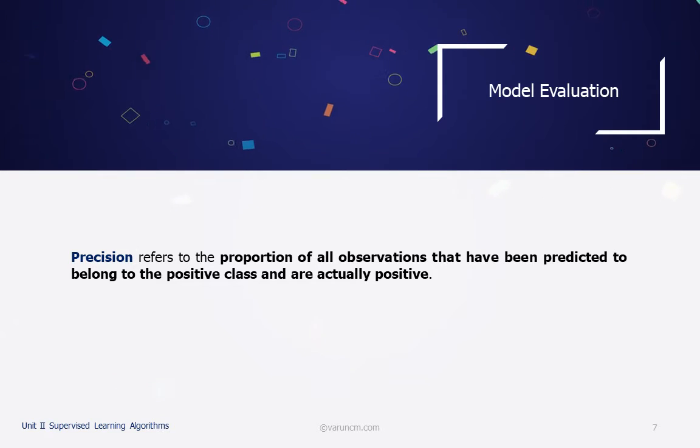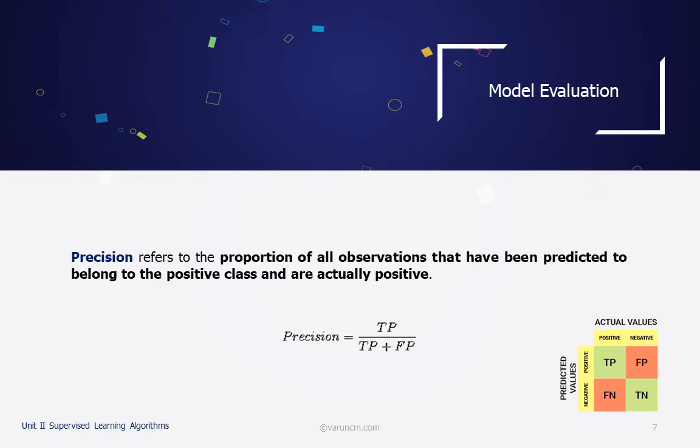So how we are going to calculate this is using this formula. Precision is equal to TP divided by TP plus FP. These things we have already seen. TP is the true positive and FP is the false positive. So true positive divided by the combination of all those positive values, true positive plus false positive. This gives the value of the precision.